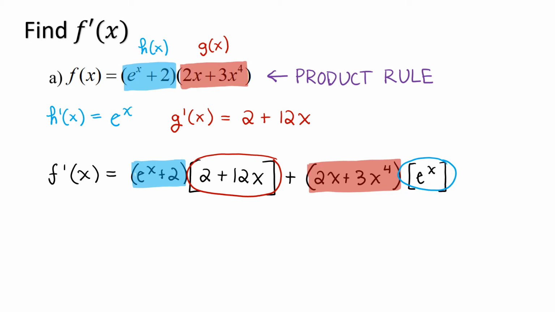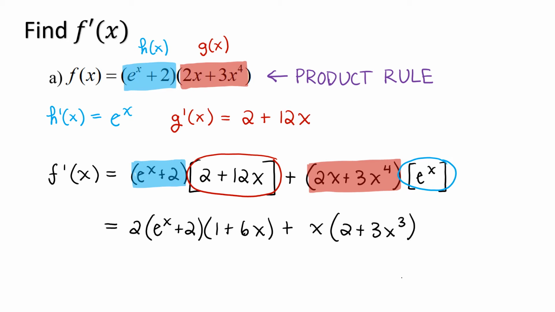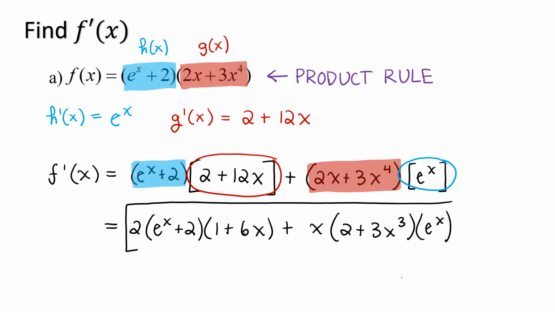And then there's just a bit of simplification or factoring I can do here. So the 2 and the 12x both have a 2, so I'll factor out that 2. So I have 2 times e to the x plus 2 times 1 plus 6x. Plus, looking at this next term, I see that both of these terms have x's, so I'll factor out an x. So I have an x times 2 plus 3x to the third times e to the x. And this is my derivative, f prime of x.